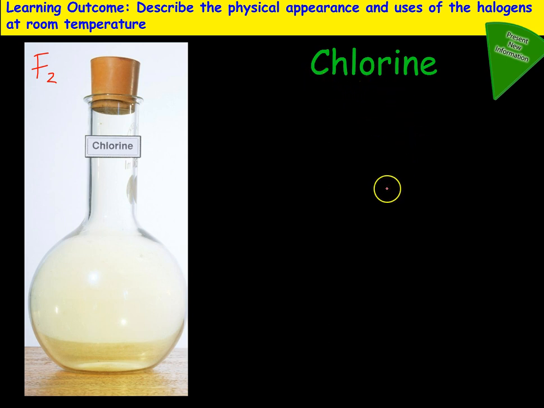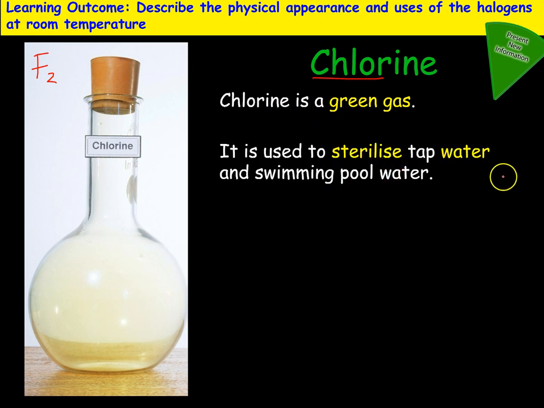So chlorine is a green gas, as you can see here. Obviously, it's difficult to see the green colour, but it is pale green. Think of chloro within chlorophyll or chloroplasts, the green part of the plant. It's used to sterilise water.